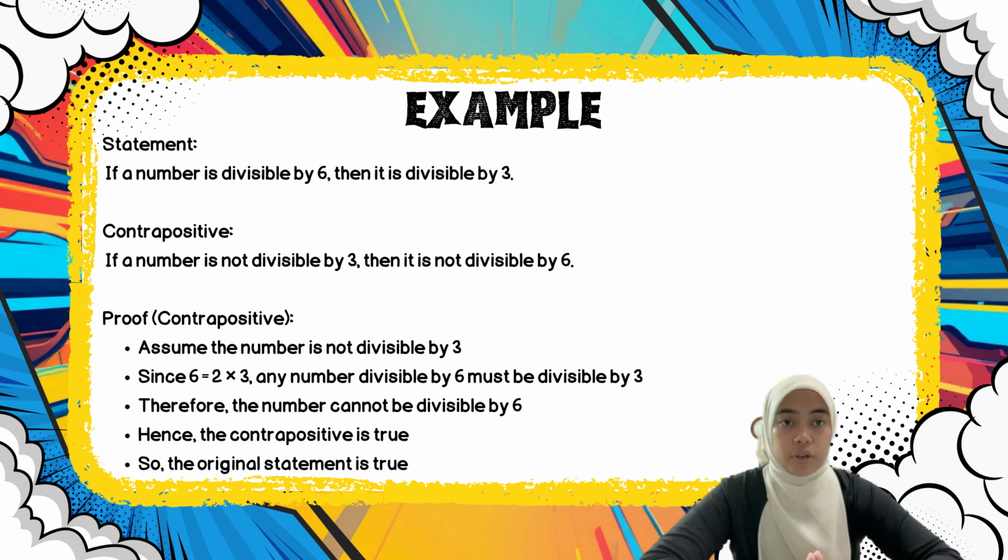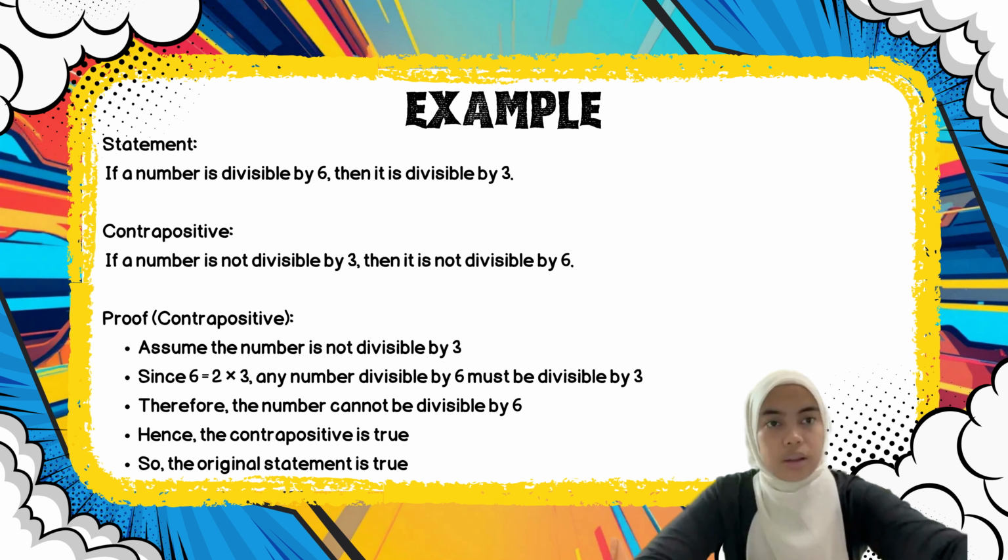As a proof of the contrapositive, assume the number is not divisible by 3. Since 6 equals 2 times 3, any number divisible by 6 must be divisible by 3. Therefore, the number cannot be divisible by 6. Hence, the contrapositive is true, so the original statement is true.